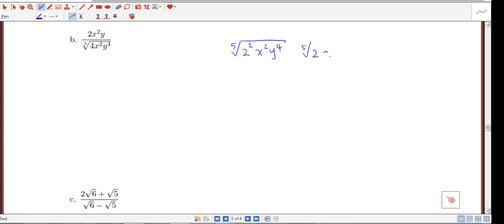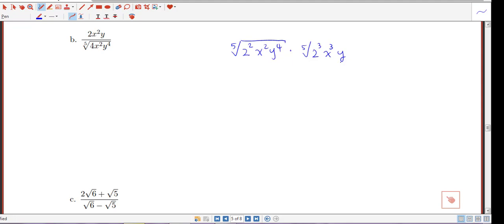Fifth root, let me just write down the bases, 2xy. Let's look at the exponent on 2. It needs to become 5. So what is the exponent that's going to become 5 if I multiply with this one on the left? That will be 3, because 2 squared times 2 to the third, you add the exponents, you're going to have 2 to the fifth. Now let's look at x. Right now you're given x squared, but you want to make that into a fifth power. So again, that number is 3.